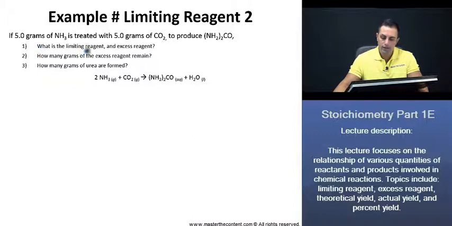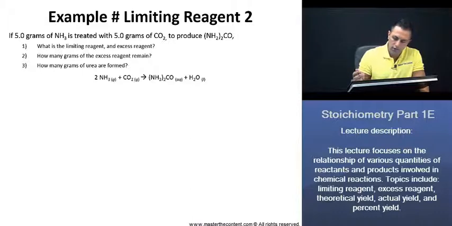To find the limiting reagent and excess reagent, we can begin by taking the masses of the ammonia and the carbon dioxide, and we'll convert that into their moles, using their molar masses to find the amount of moles that are actually participating in our reaction. And then from there, we can find the limiting reagent and the excess reagent. Great. Let's begin with ammonia.